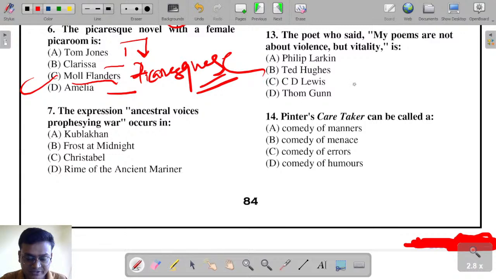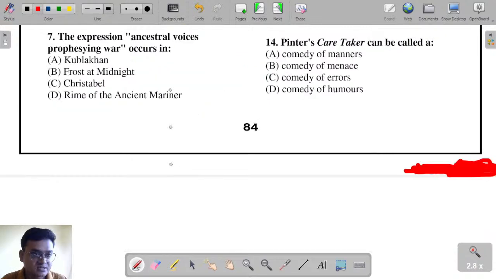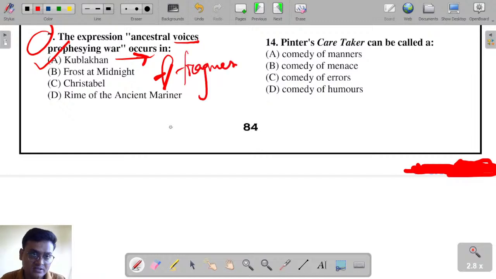The expression "ancestral voices prophesying war" occurs in which poem: Kubla Khan, Christabel, or Rime of the Ancient Mariner? Which poem by Samuel Taylor Coleridge has the ancestral voices prophesying war? That is in Kubla Khan, the fragmentary poem. So Kubla Khan is the right answer. It's a fragmentary poem, and here in Kubla Khan the ancestral voices prophesying war occur.